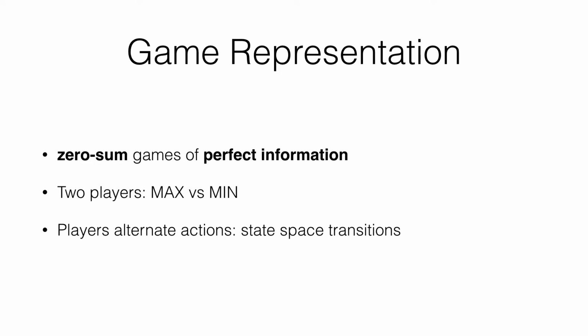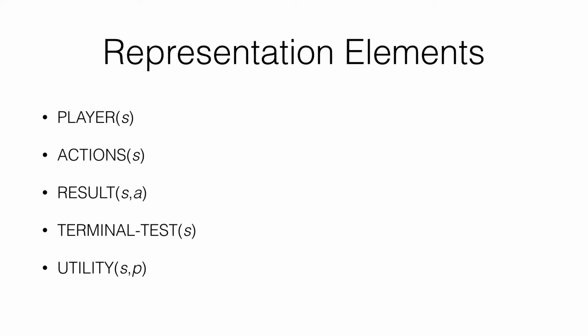Okay, and we're going to consider games where players alternate actions. In other words, players take turns looking at the current state and choosing an action that will cause a state space transition, just like in our previous search framework. But instead of a search algorithm choosing the actions, now players alternate choosing actions. Okay, and we can formalize this a bit further by thinking about the different components that we're going to need to describe algorithms or strategies for this type of setup.